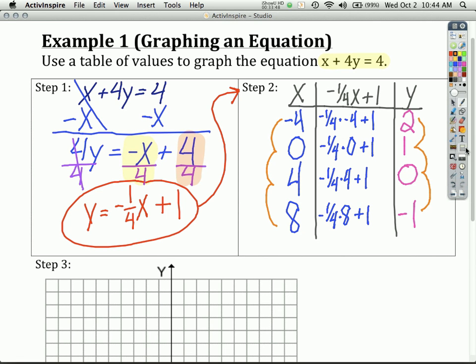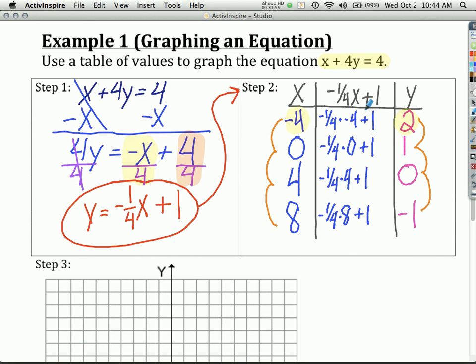Good. So now we put the x's and the y's together, and this is now an ordered pair. This is a solution to this equation. If I plug these numbers in for x and y here or for x and y here, I will get a true statement. So now I have ordered pairs that are all solutions. So now we need a coordinate grid, step 3. We're going to plot the points, and we're going to draw a line through them.